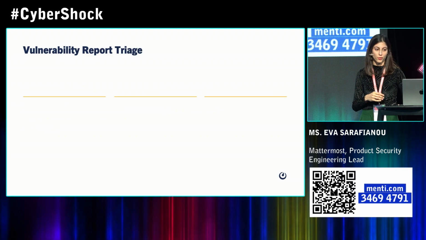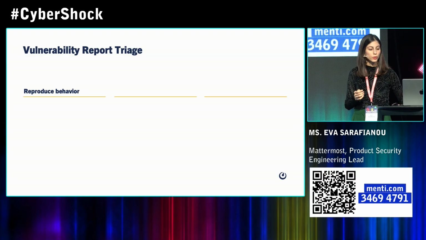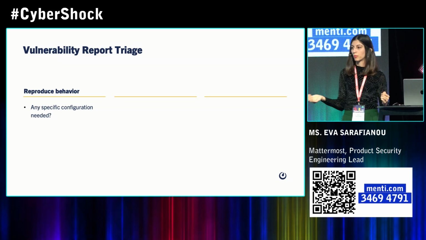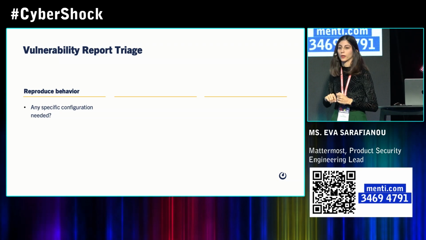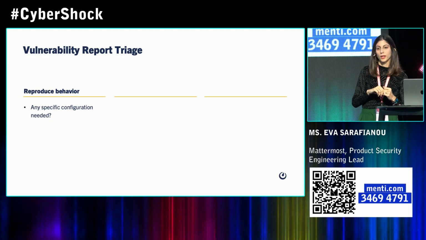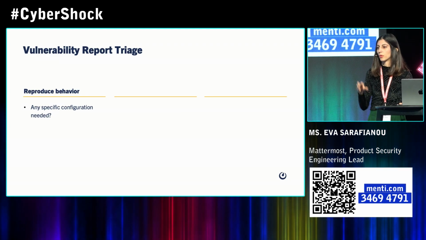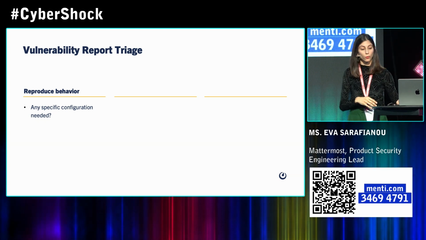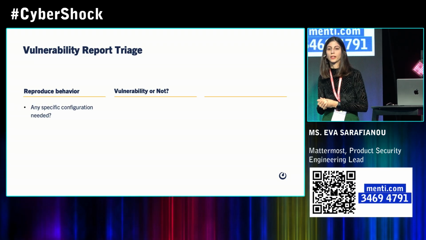If we go to the triage phase, first of all, we need to reproduce behavior. And one of the things we need to do there is identify if we have any specific configuration that is required. I'm very purposefully using the word behavior and not vulnerability. Vulnerability is a statement that we need to assess whether it is or not. So for now, we just need to make sure, is what the reporter is saying reproducible for us as well? And then we need to answer the question, is it a vulnerability or not?